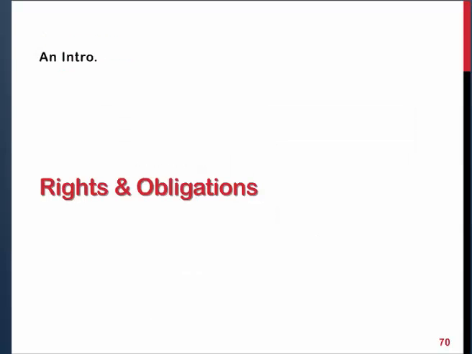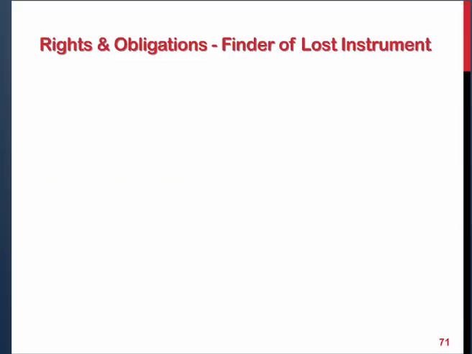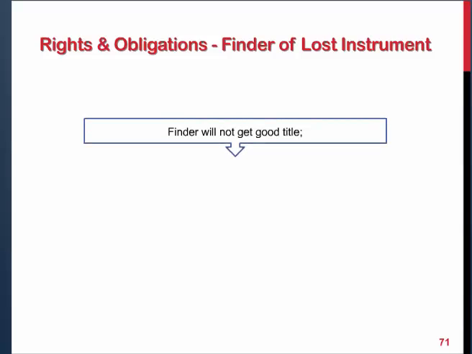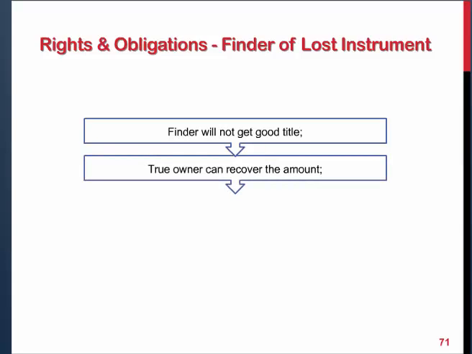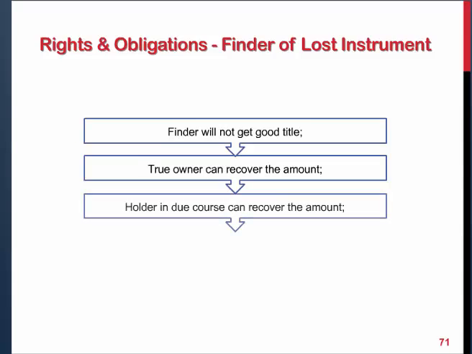Dear students, now we will discuss the rights and the obligations of the parties. What are the rights and obligations of the finder of a lost instrument? The finder or the endorsee of the finder of lost goods does not get good title to it. He is bound to return the instrument to the real owner. The true owner can recover the amount from the finder.